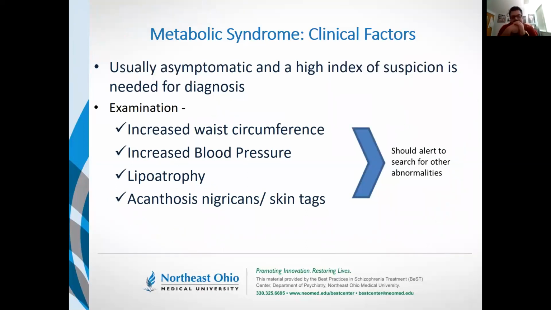Okay, so the clinical factors. Usually they're asymptomatic. The patient's not really going to be complaining of anything. A high index of suspicion is needed for the diagnosis. Usually you can see what they like to call an apple-shaped body. In the examination, you would notice an increased waist circumference, increased blood pressure, lipoatrophy, which are pretty much localized areas where there's little to no fat tissue based on the deposition of the underlying fat being changed. And then acanthosis nigricans, or skin tags, which I'll show you pictures of.